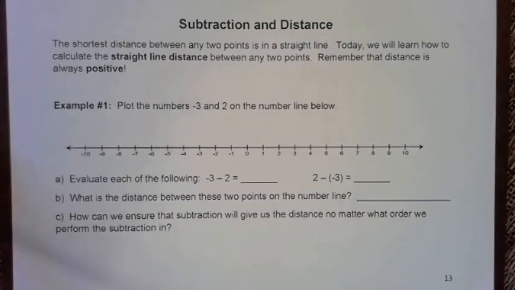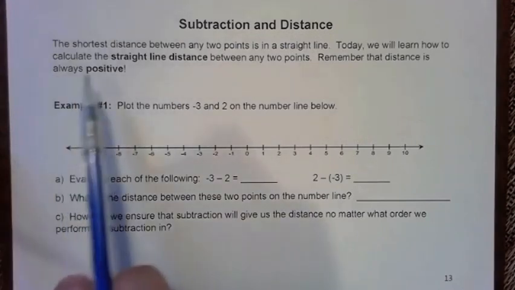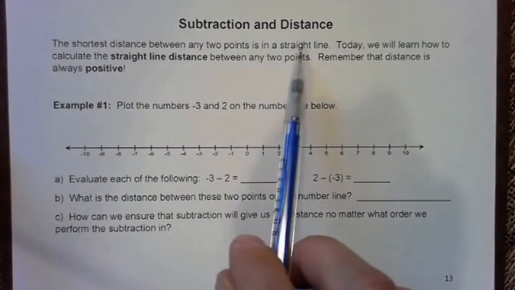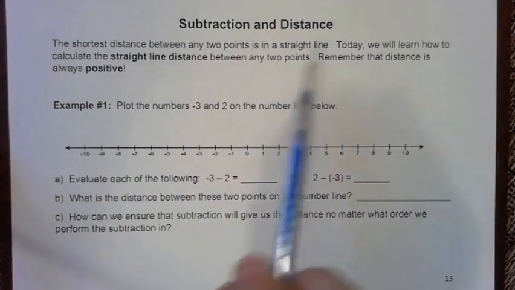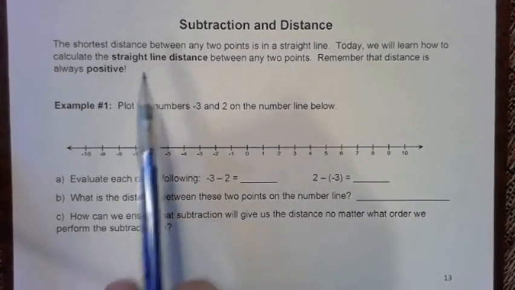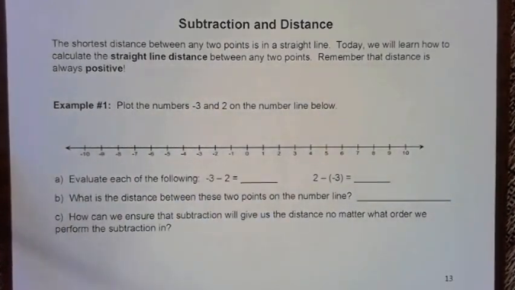In this video, we're going to be learning how we can calculate distances on a number line. The shortest distance between any two places is in a straight line. Between any two numbers, any 2 points, anything is in a straight line. Today, we're going to learn how to calculate straight line distances between any 2 points.